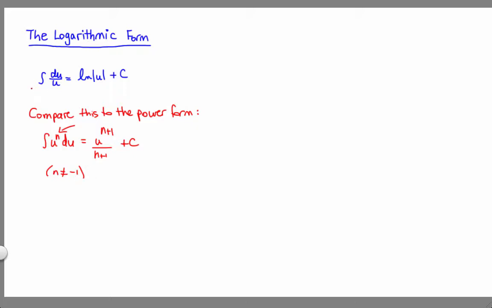So here we've got the logarithmic form. And so you could consider this the case where n equals -1. U to the -1 is really the same thing as 1 over u. So when you run into this setup where you've got 1 over u or you've got u to the -1 in your integral, you need to use the logarithmic form because the power form does not apply to that particular power.